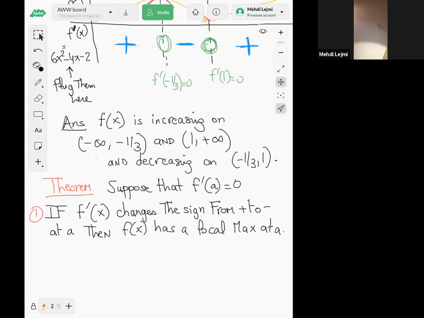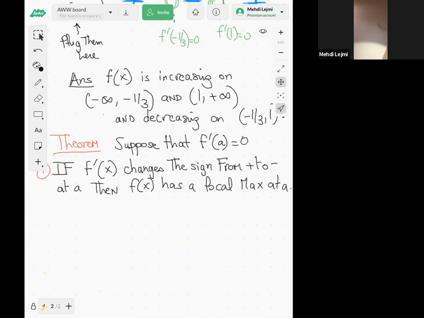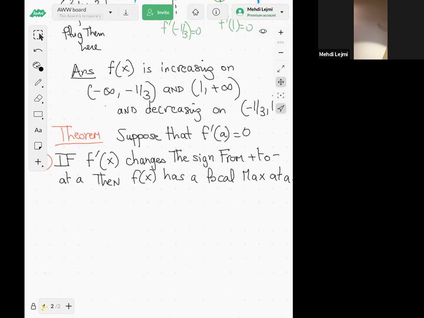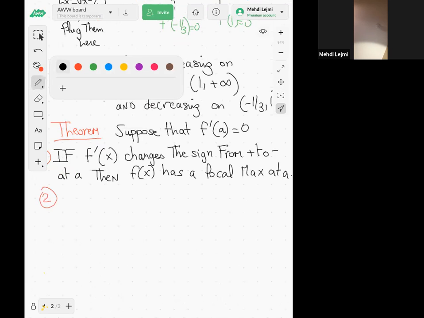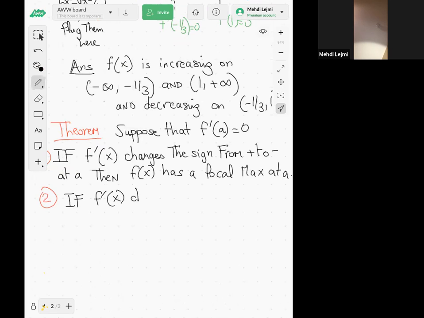If the f prime of x changes the sign from negative to positive, so this is the second case. So if f prime of x changes the sign from minus to plus, from negative to positive at a, then f of x has a local minimum at a.